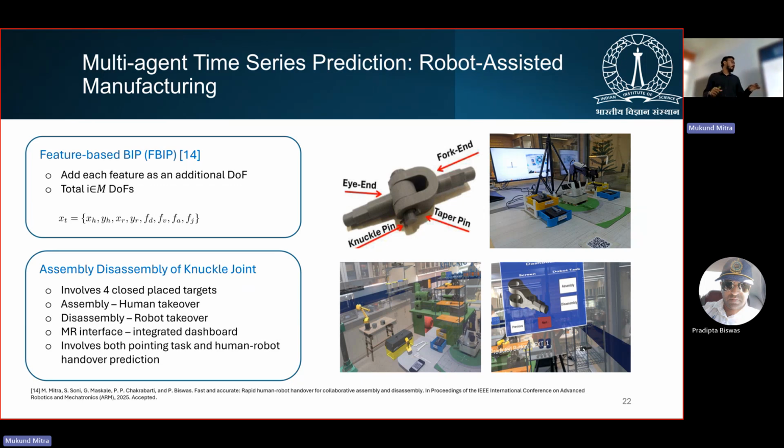Then we created a mixed reality interface where we integrated various features of the assembly and disassembly task. It also involves the combination of both the pointing tasks that we have been working on, that is, pointing tasks in extended reality, like clicking the buttons in the interface, and of course the human to robot handover prediction.